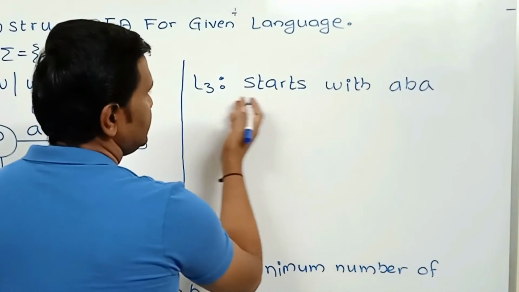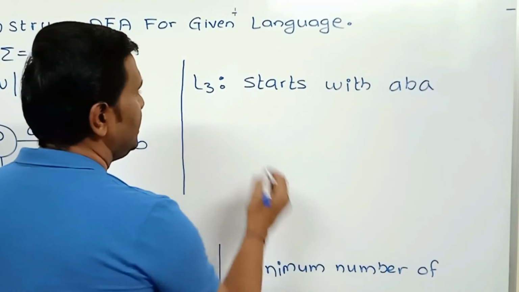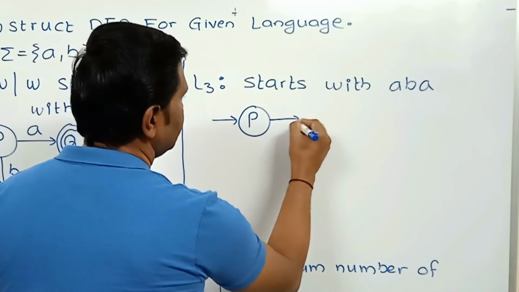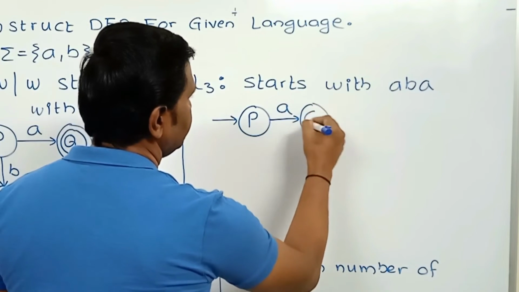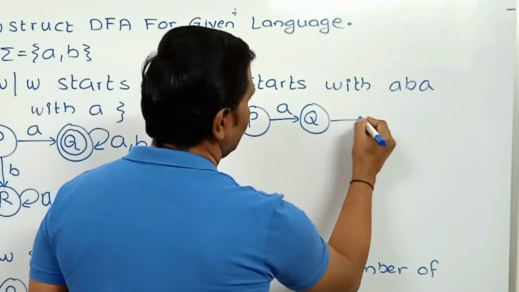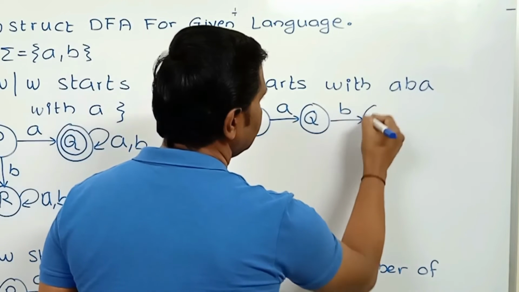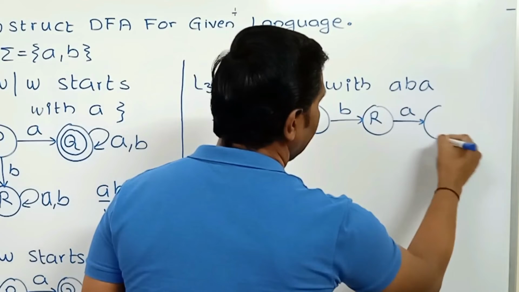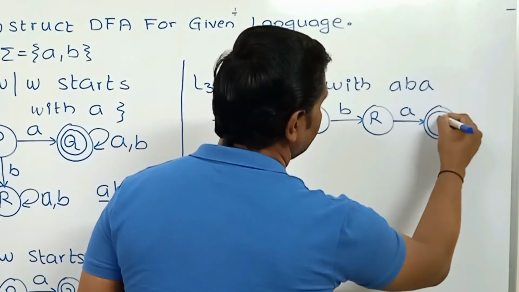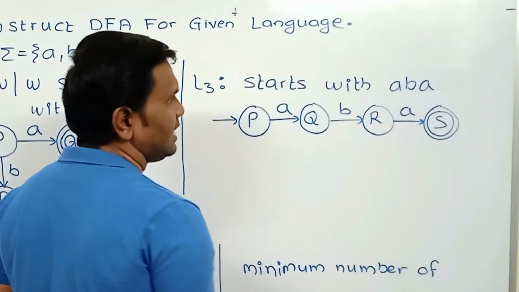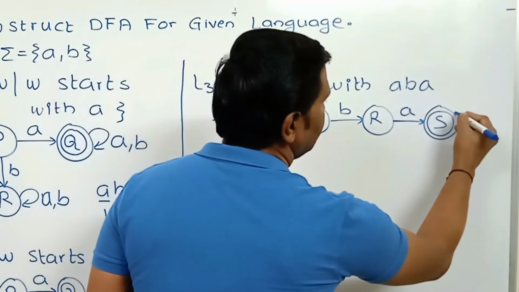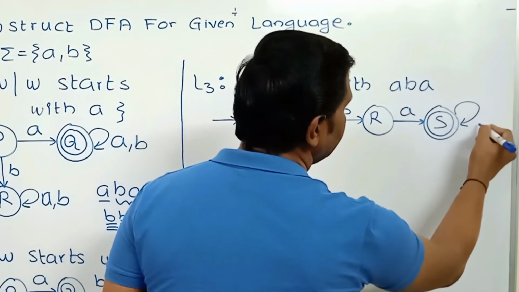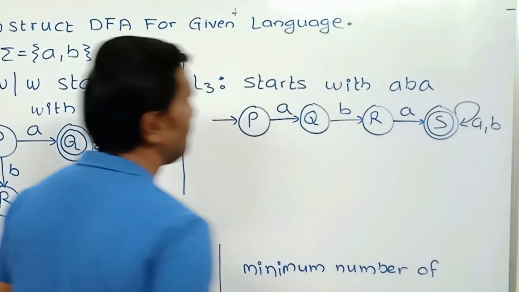Now let's consider L3, W starts with ABA. Consider the initial state. The first symbol must be A, the second symbol must be B, and the third symbol must be A. So here we know that the string starts with ABA. The remaining part of the string we process in the final state and accept the string.